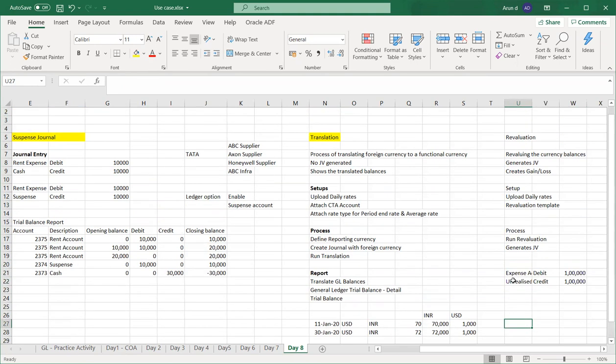But in general, it is just revaluing whether this is a profit to the company or a loss to the company. Yeah, so that is the purpose of having the revaluation, calculating the balances. So this is about the revaluation and translation and the suspense journal. Maybe we will see it tomorrow in the system.